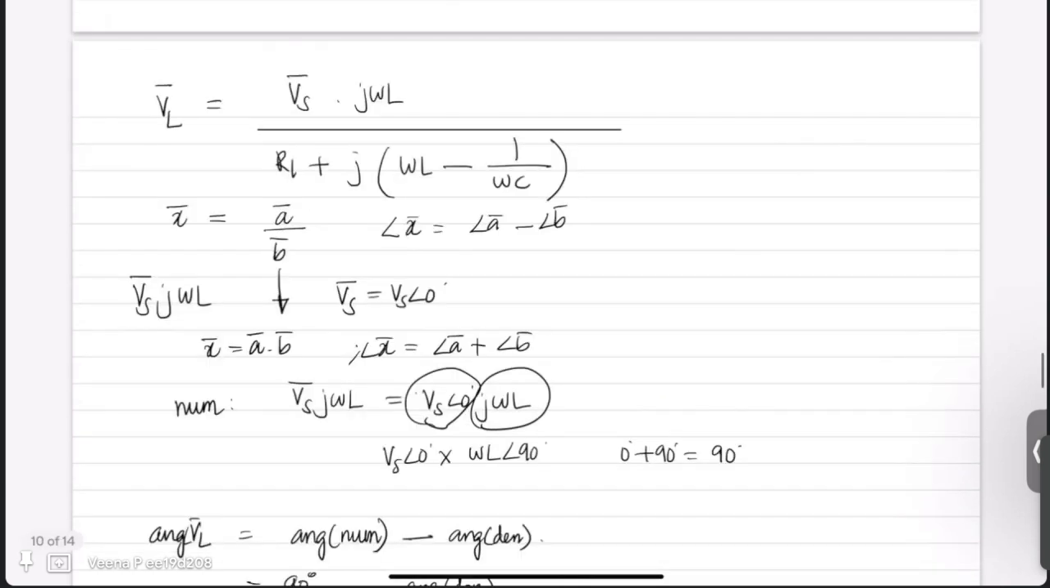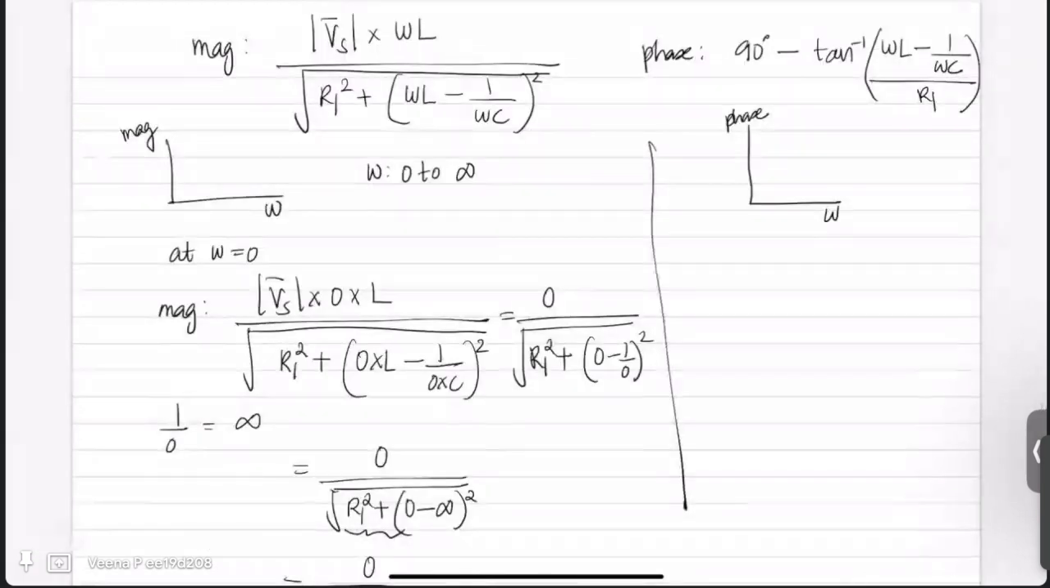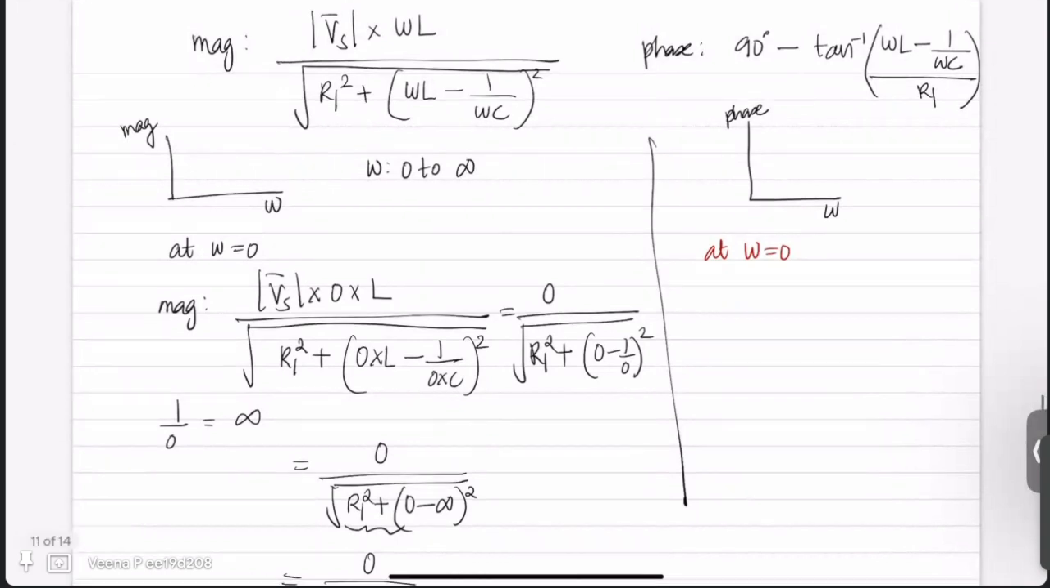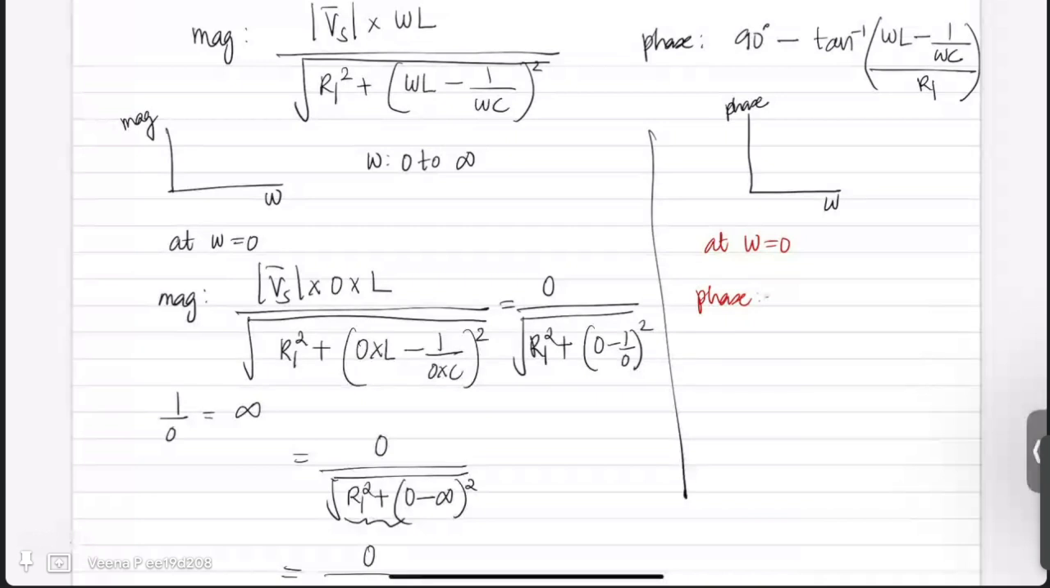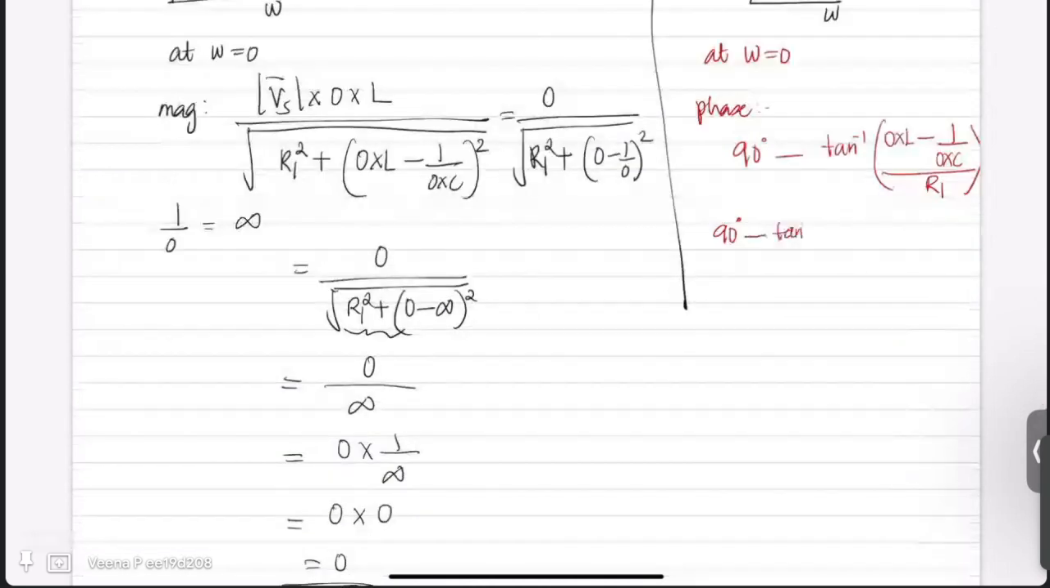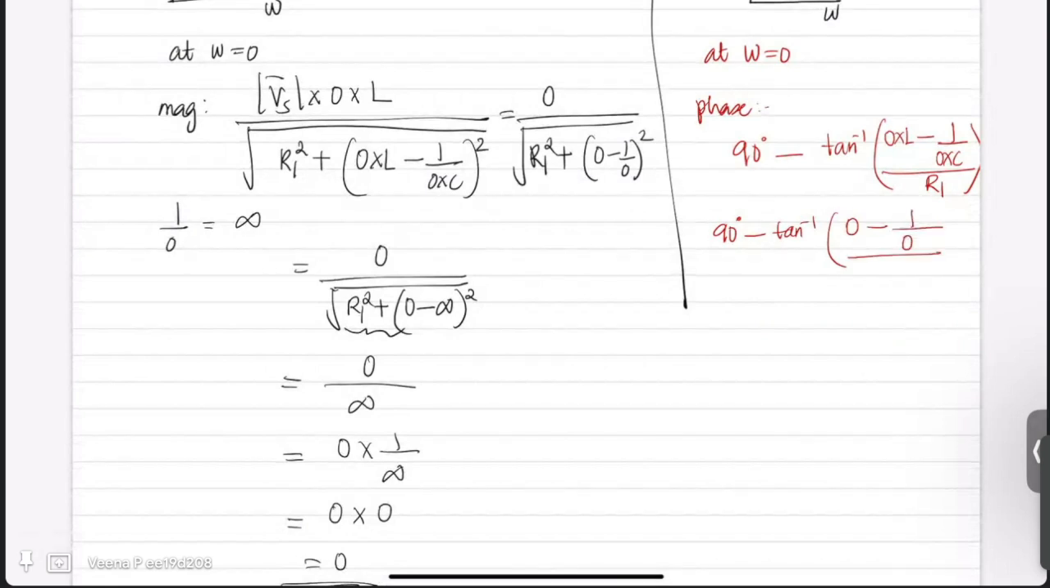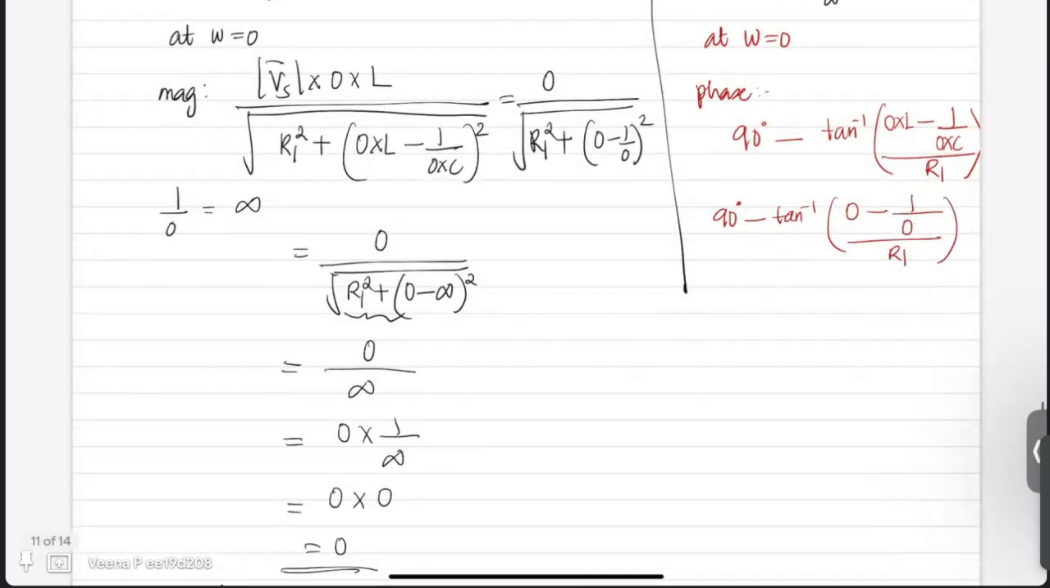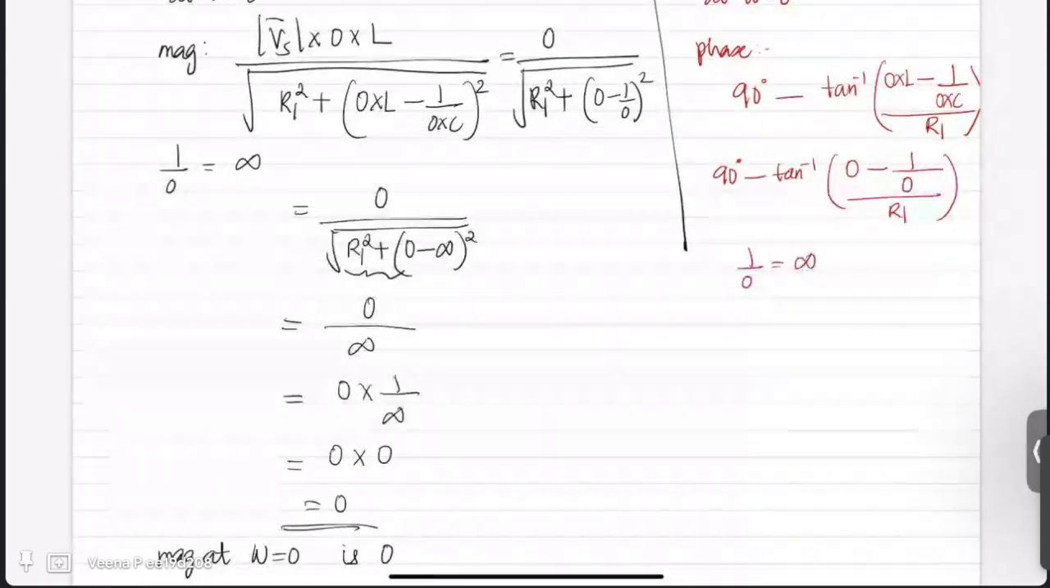So let us see what is the phase at omega equal to 0. Now at omega equal to 0, you have to substitute omega as 0. So it is 90 degree minus tan inverse of (0 times L minus 1 by 0 times C) the whole divided by R1. It is nothing but 90 degree minus tan inverse of (0 into L is 0 minus 1 by 0 into C) divided by R1. As I explained before, 1 by 0 is nothing but infinity.